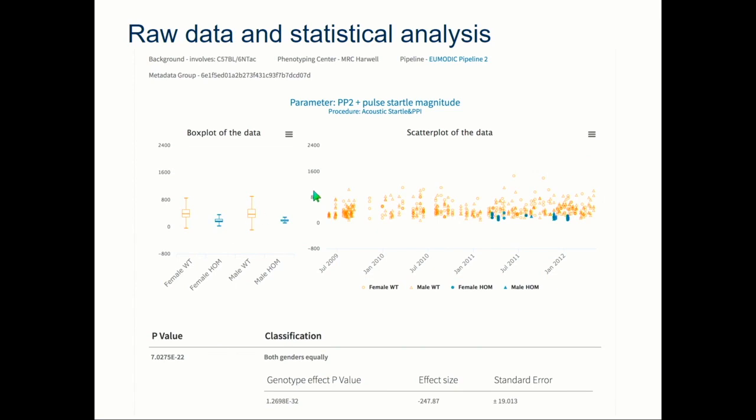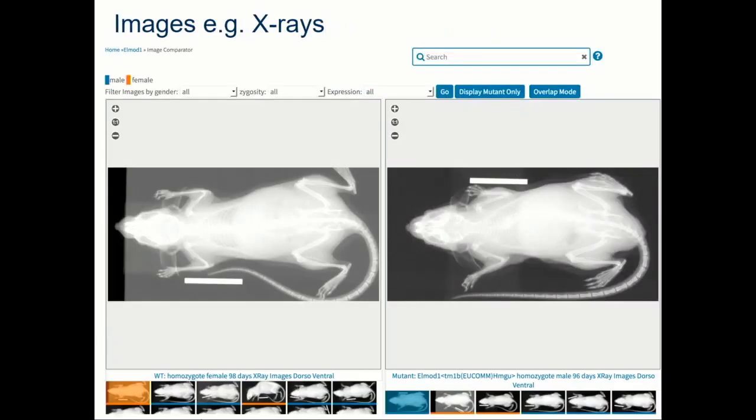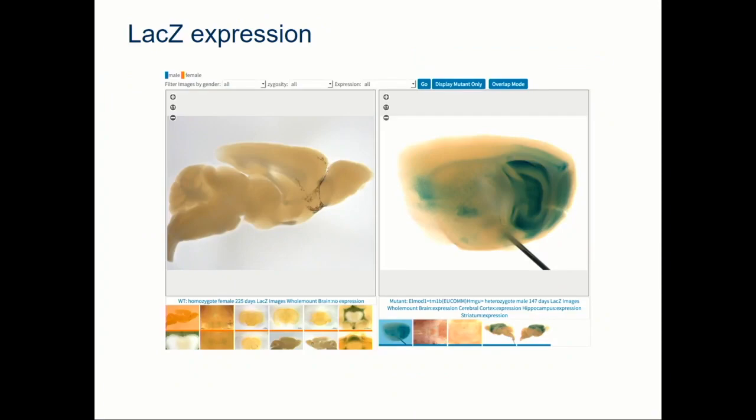So here you can see for the acoustic startle tests, you can see the female and male HOMs have got a significantly decreased acoustic startle response. And you can see the results of the statistical pipeline. You can also drill down for this gene to look at the image data, such as the X-rays. That's not projecting very well, but it shows a nice scoliosis phenotype. And the lacZ expression, so here we got the brain, and confirming on the right-hand side, this is the mutant data showing high expression in the brain.